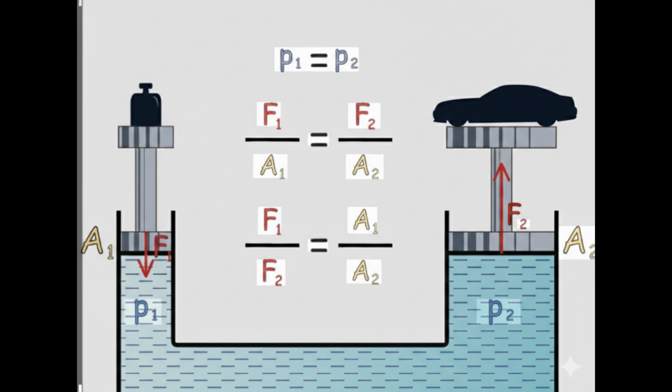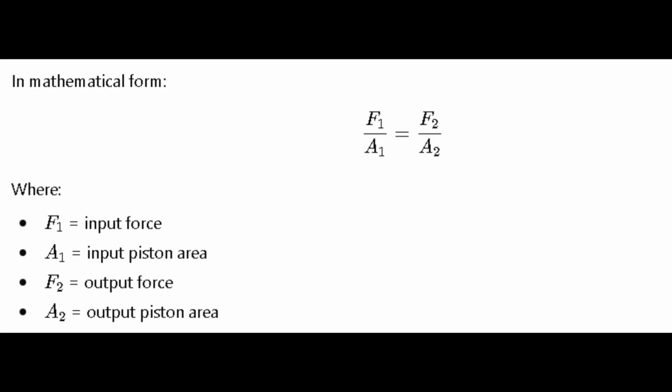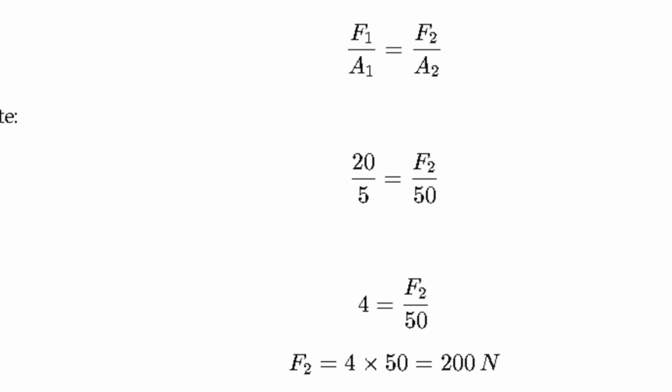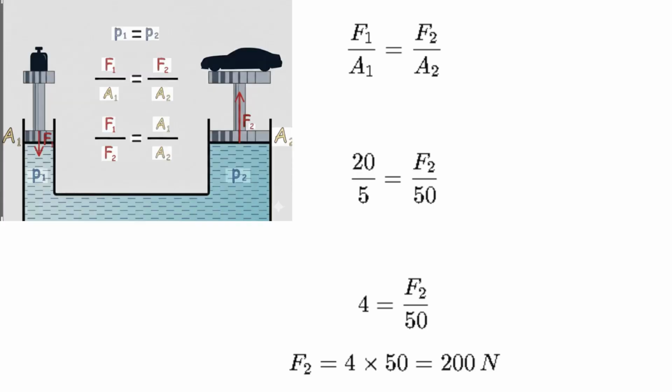In mathematical form, where F1 is the input force, A1 is the input piston area, F2 is the output force, and A2 is the output piston area. Hydraulic systems amplify force. A large piston always outputs a larger force than the input piston as long as the area is larger. Let's look at these calculation questions together.